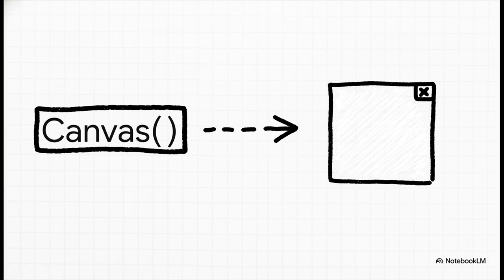And how do we make one? You're going to love this. It's just one simple command. This one line of code basically tells the computer, hey, give me a canvas. And just like that, a white window pops up on our screen, 200 by 200 pixels. That's it. We've laid the foundation.